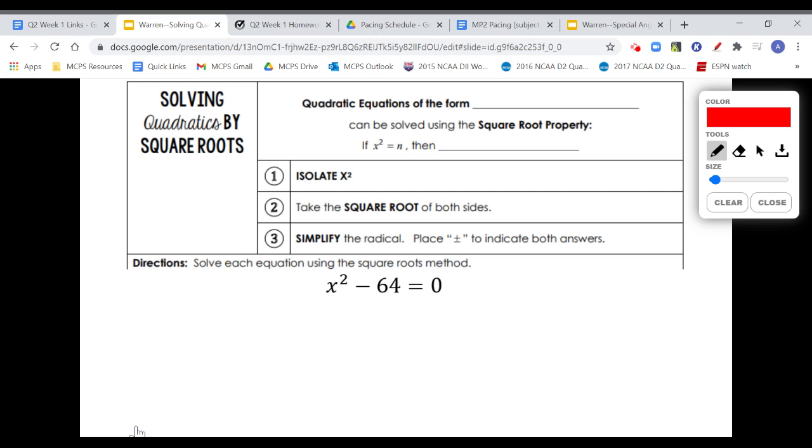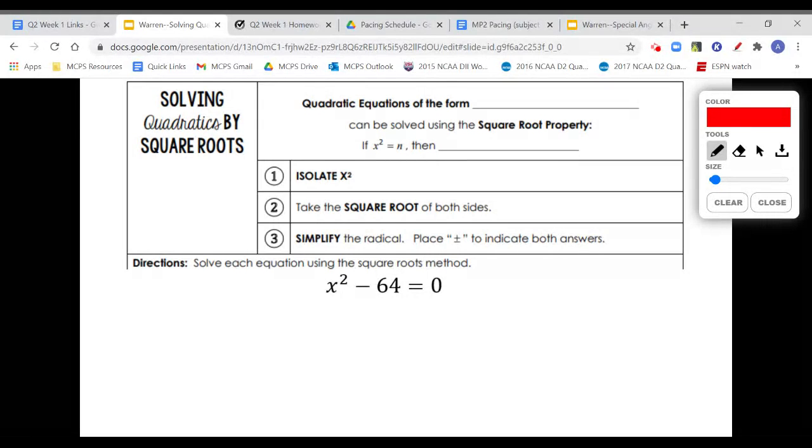Hi everyone! In this video, we are going to be solving quadratics, and this time we are going to be using something called the square root method. So there are a lot of different ways to solve quadratics, and we're going to learn about all of them. But the first method is to use the square root method.